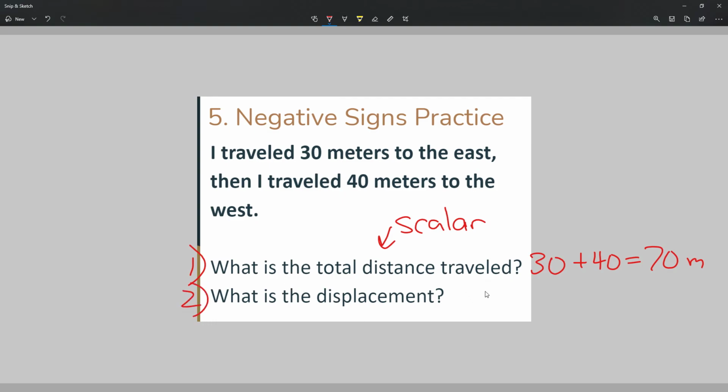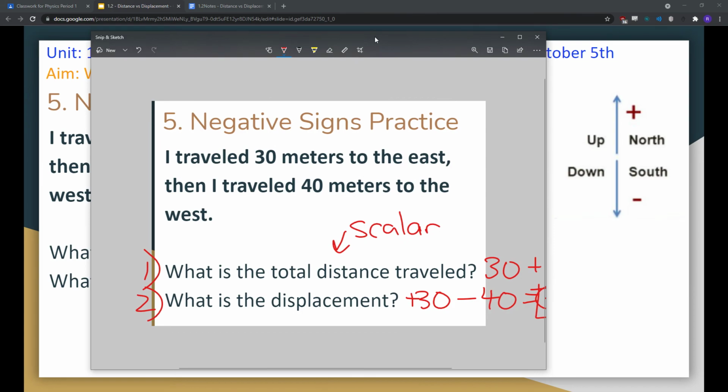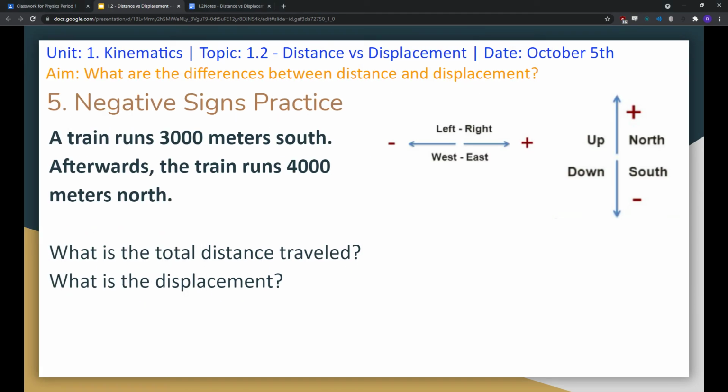So 30 meters to the east is positive 30, right? We're assuming positive direction to be east. And then I travel 40 meters to the west. And so that's going to be negative, right? It's in the opposite direction. So here we have negative 10 meters. And again, this is enough. We don't need to say left, east, west here. The negative sign is enough. Let's move on to another practice question.